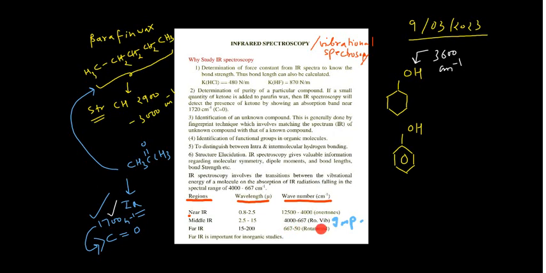And another important thing you should keep in mind: this far IR region is important for inorganic species. But right now I am discussing organic spectroscopy, that's why I am interested only in the middle IR region. I hope this first slide is clearly understood. My personal advice to students: whenever you start learning infrared spectroscopy, you should learn like this, which I am explaining here. This is something very important.